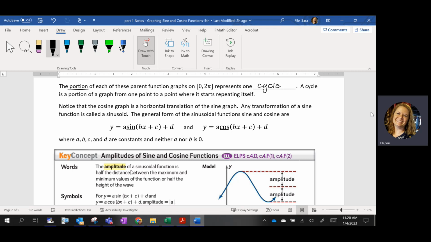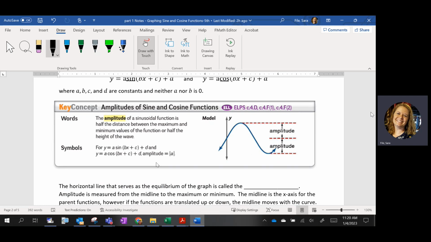Oh, real quick, I kind of skipped over this. I used this word yesterday when we were graphing the parent functions. I told you that was called a sinusoidal wave. Any equation with sine or cosine in it is called a sinusoid. So that's just a new term. When you hear me say sinusoid or sinusoidal, that just means it's a sine or cosine function.